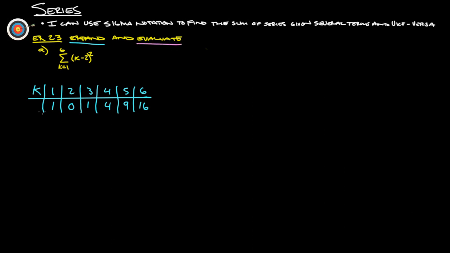The evaluate is when we're going to take all these numbers and add them together. 1 plus 0 plus 1 plus 4 plus 9 plus 16 and see what that equals. 16 plus 9 is 25, plus 4 is 29, 30, 31. So the evaluate piece there would just be 31.